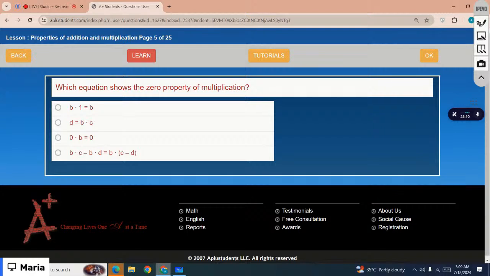Which equation shows the zero property of multiplication? So zero property of multiplication means when you multiply any number with zero, the answer is always zero. So that is zero times b equals zero. That means whatever number it is, if you are going to multiply it with zero, the answer is always zero. That is known as zero property of multiplication. Got it?